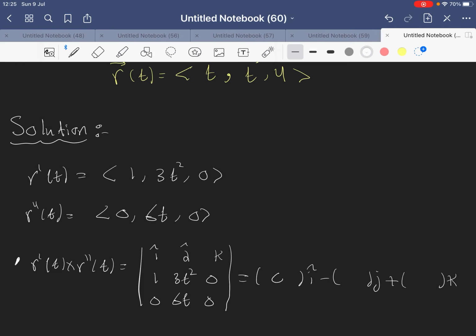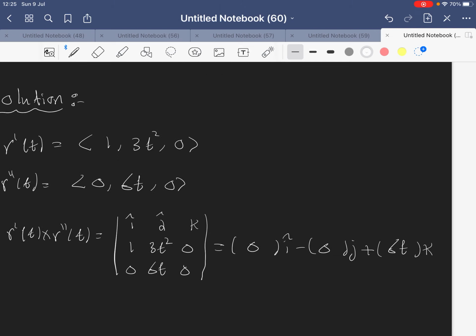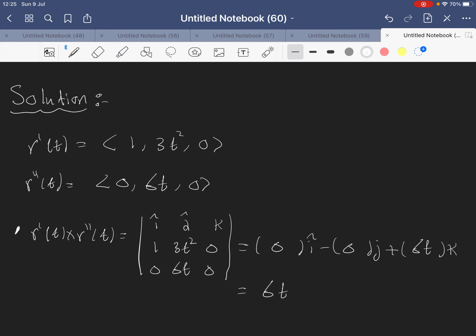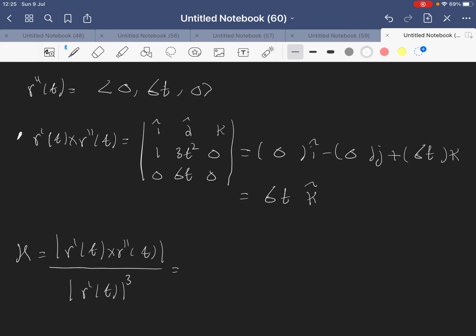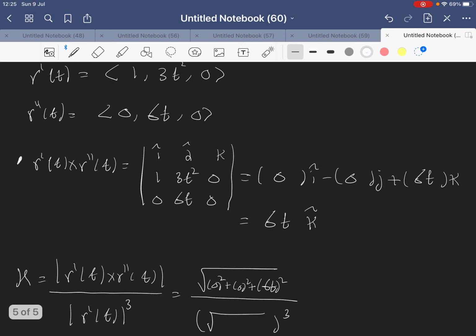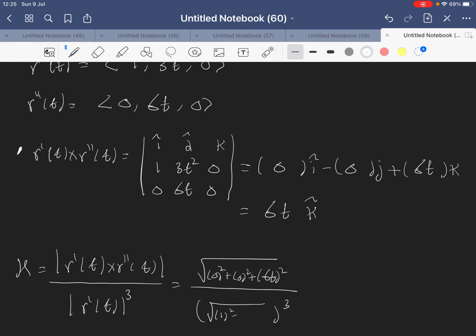So what is the coefficient for i? It would be 0. The coefficient for j would be 0. The coefficient for k would be just 6t. So the final answer is 6t k. All we need to do next is to find the curvature, which is the magnitude of this cross product over the magnitude of the derivative. The magnitude of this one will be the square root of 0 squared plus 0 squared plus 6t squared, over, for the derivative, the square root of 1 squared plus 3t squared squared plus 0 squared.